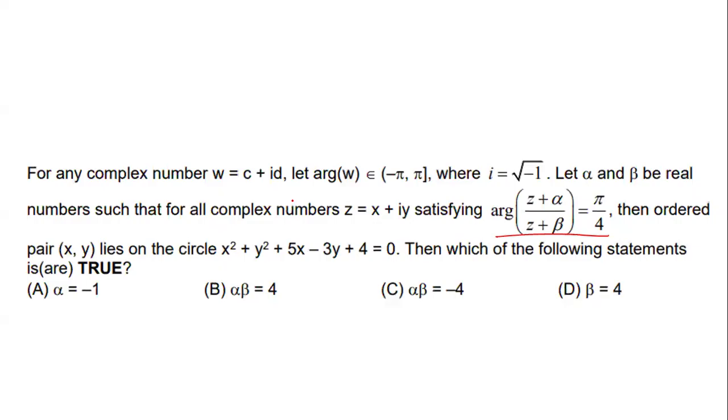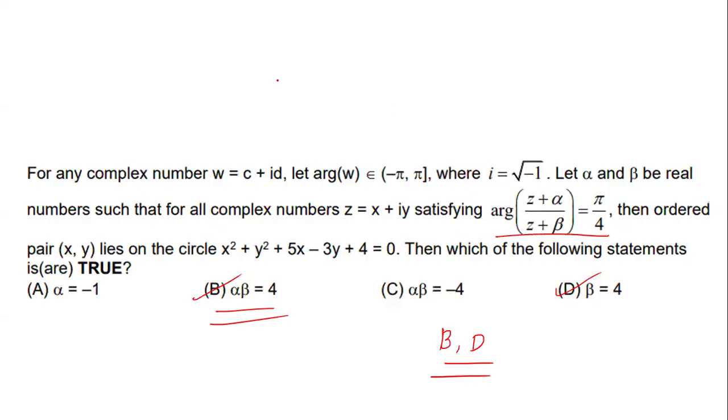So now we have this alpha and beta, so we can directly tell which options are true. Based on the values of alpha and beta, this option is true. The product of alpha and beta is 4 and the beta value is 4. So these two options are correct, B and D, and in this way we can solve this problem.